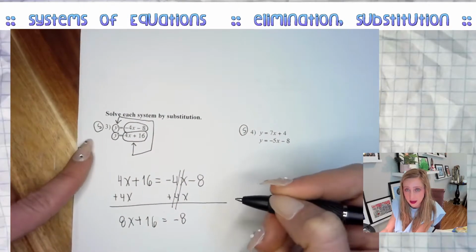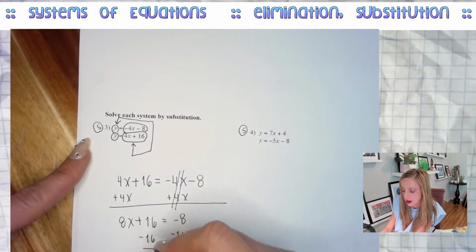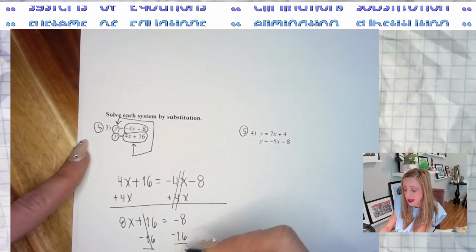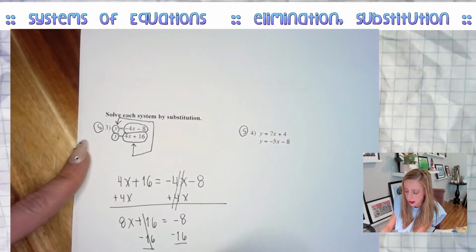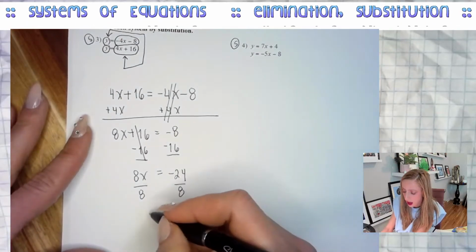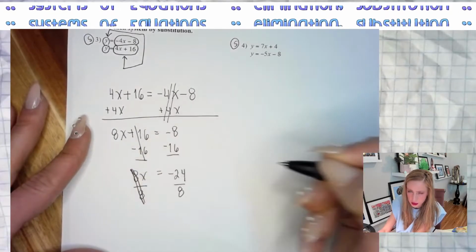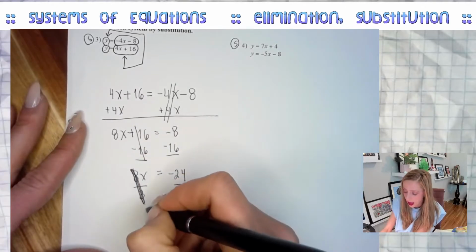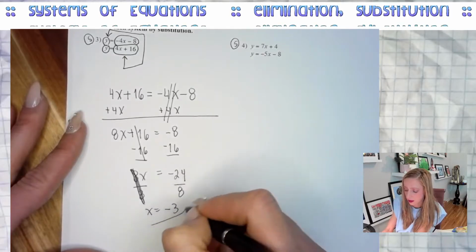Got to keep going to get x alone. I'm going to subtract 16 from both sides. And I'm going to have 8x equals negative 8 take away 16, which is negative 24. 8 is attached by multiplication, so I'll divide to get rid of it. I'll divide by 8. That reduces or simplifies. I shouldn't say eliminate. I don't want to confuse you. Reduce. x equals, what's that? Negative 3. There's the x.